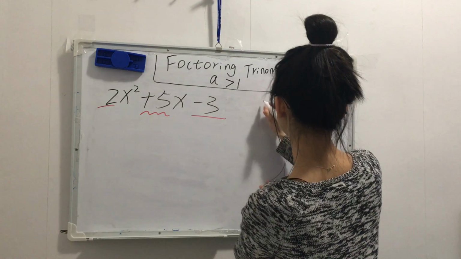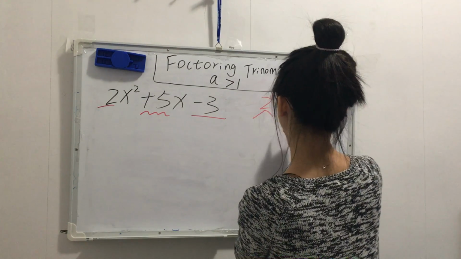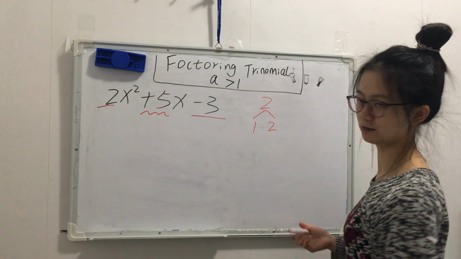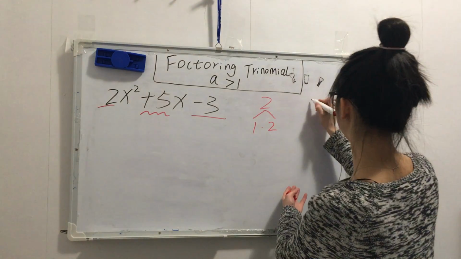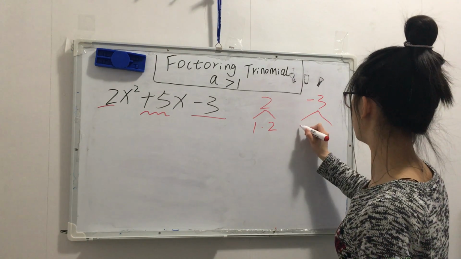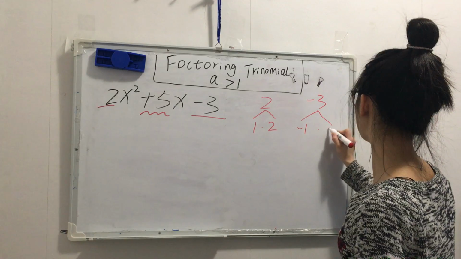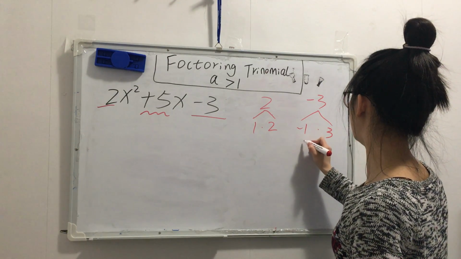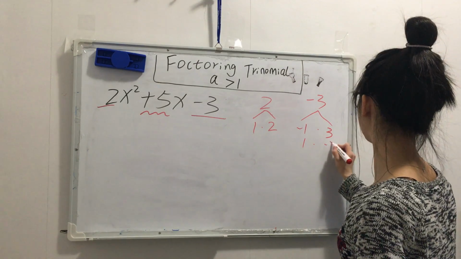So this A term is 2. What are the factors for 2? Which is 1 and 2. No more others, right? And let's say negative 3, what are the factors for negative 3? We can say negative 1 times 3, which is negative 3, right? Or 1 and negative 3, right?